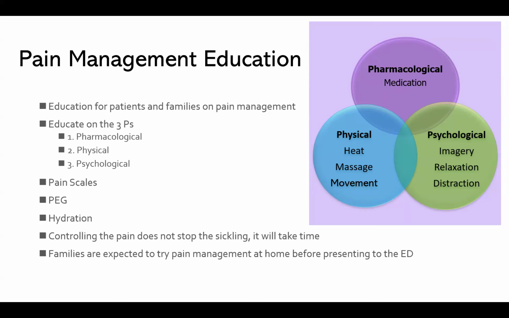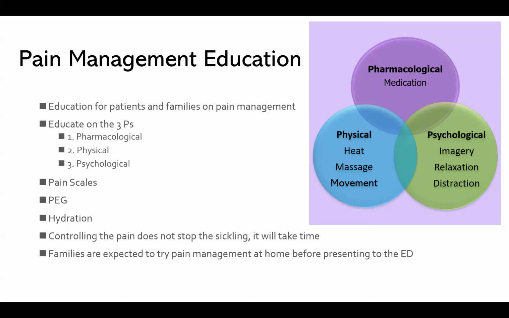Physical would be anything to help increase circulation, so heat, massage, movement. Psychological, anything to try and take your mind off the pain. So imagery, relaxation, distraction, whether that's watching a movie or listening to music. The combination of the 3 Ps helps to manage pain, but you have to remember it doesn't stop the actual sickling. So how can I keep my patient comfortable until the sickling episode actually stops?